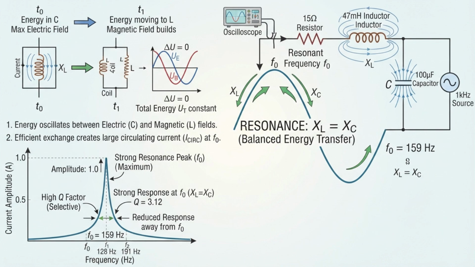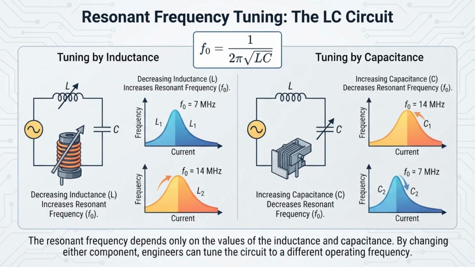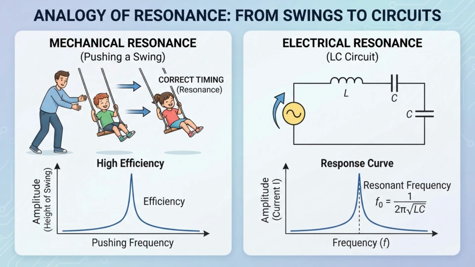At resonance, energy continuously transfers back and forth between the capacitor's electric field and the inductor's magnetic field. This efficient energy exchange creates a strong response at one frequency while reducing the response at frequencies away from resonance. The resonant frequency depends only on the values of the inductance and capacitance. By changing either component, engineers can tune the circuit to a different operating frequency.